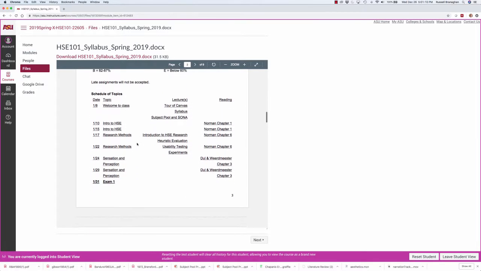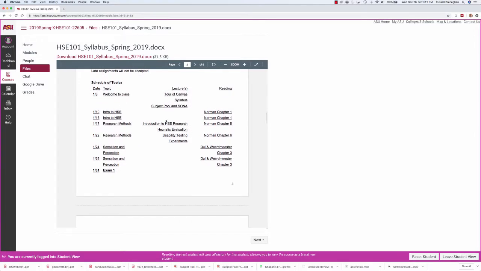In here, you'll notice the list of topics that we'll cover. So right now, we're covering the Welcome to Class portion of it, we're doing a tour of Canvas. We'll discuss the syllabus and we'll discuss the subject pool and SONA. But then we'll move on as following days come by, and we will do an introduction to human systems engineering, research methods, sensation and perception, all of those kinds of things.